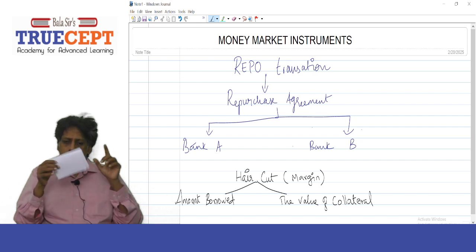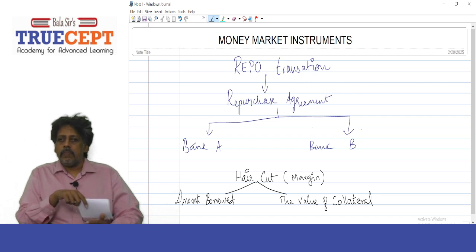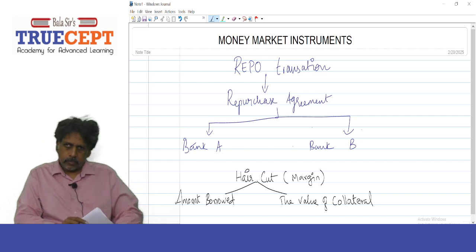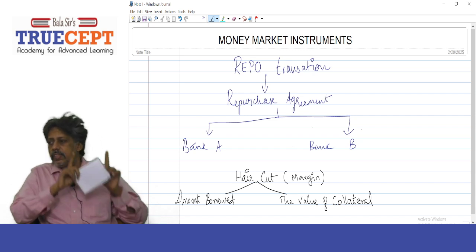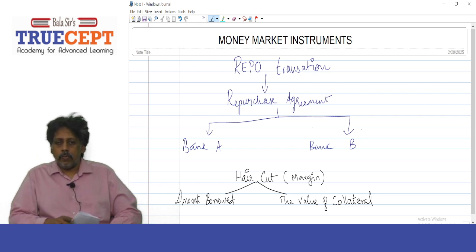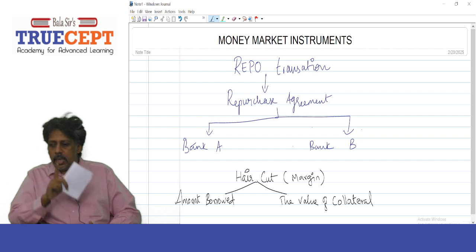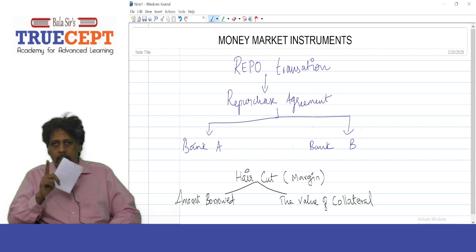Now, please remember, it might look as if banker A sold investments today and is going to purchase investments after 1 month. But it is actually a financing arrangement. It is not a sale at all. And this is the stand taken by Ind AS 109 on financial instruments. In Ind AS 109, there is a section on when to derecognize a financial asset.